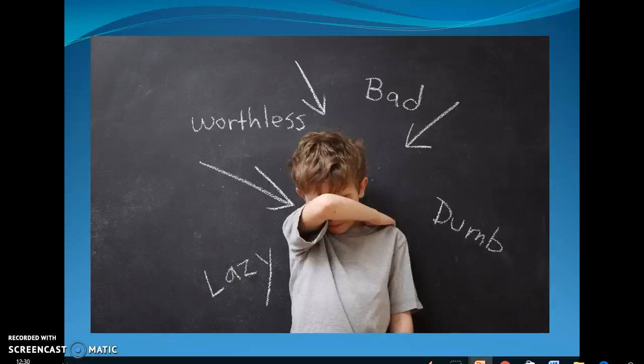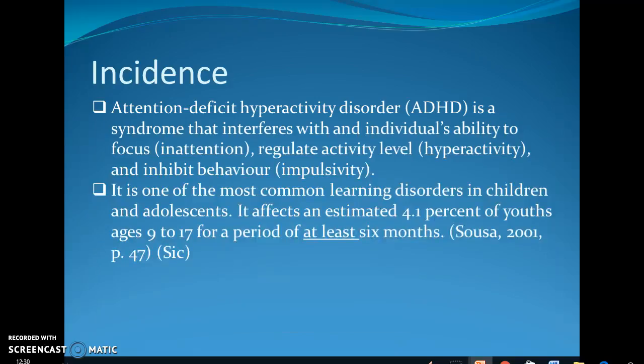We can see a child, and around him are the feelings that a lot of ADHD children feel in classrooms: worthless, bad, dumb. Those feelings are very common among ADHD children. Okay, let's start with the incidence of ADHD.